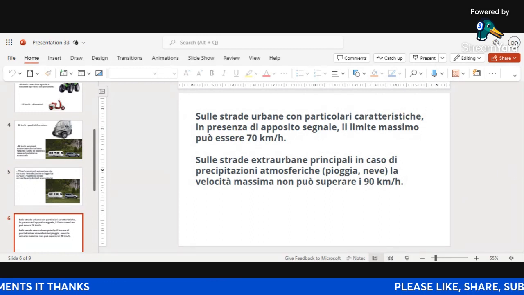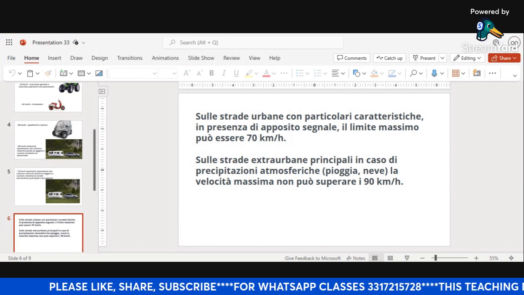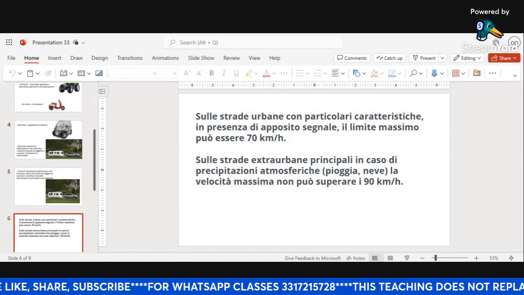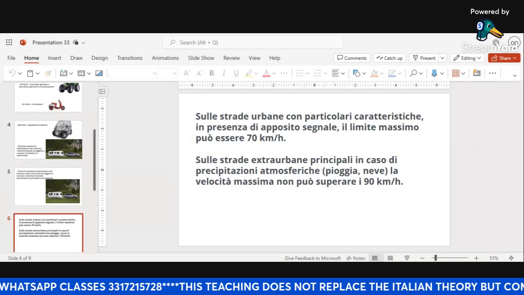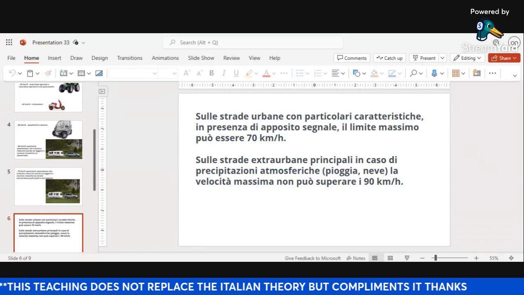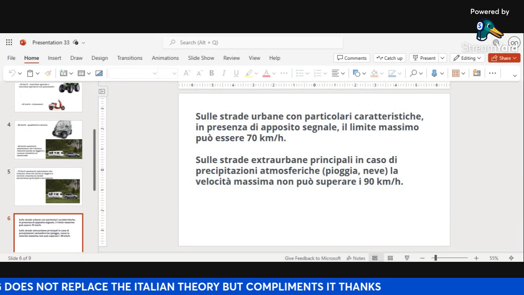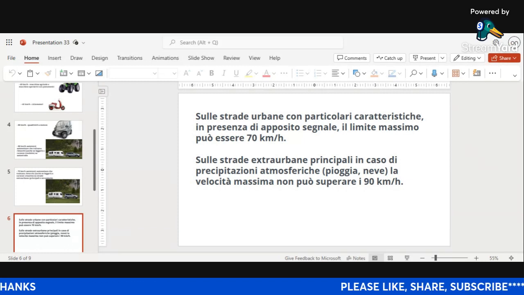Now it says, "sulla strada urbana con particolari caratteristiche, in presenza di apposito segnale, il limite massimo può essere 70 km per ora." Now, attention, I told you that the maximum speed limit for strada urbana, which is the city, is 50, right? Now, for some particular city roads, with particular characteristics, they will tell you that you can go a maximum of 70.